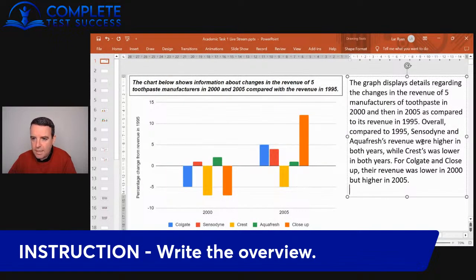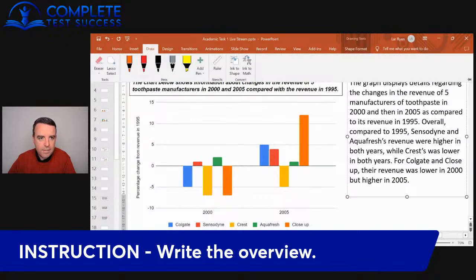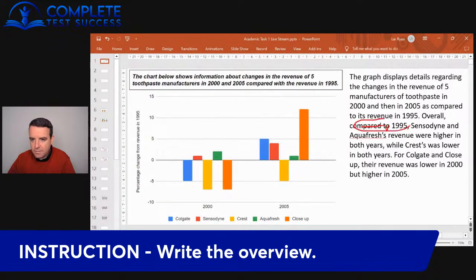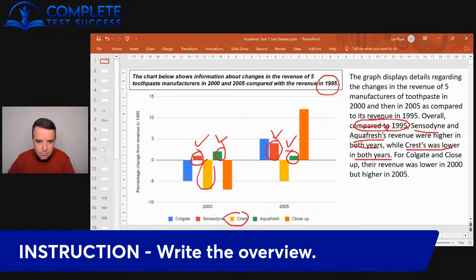So what I've done is I've gone bit by bit, category by category. Overall, compared to 1995, so I'm saying that we're making a comparison, Sensodyne and Aquafresh's revenue were higher in both years. Aquafresh, green and green, higher in comparison to 1995, and Sensodyne, red and red, both of these were higher. Then while Crest's was lower in both years. What color is Crest? Crest is yellow. This one was lower in both years in comparison to 1995 again.